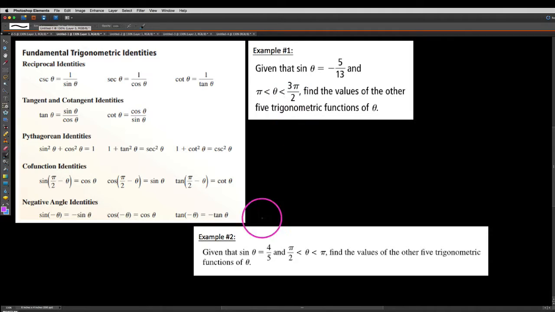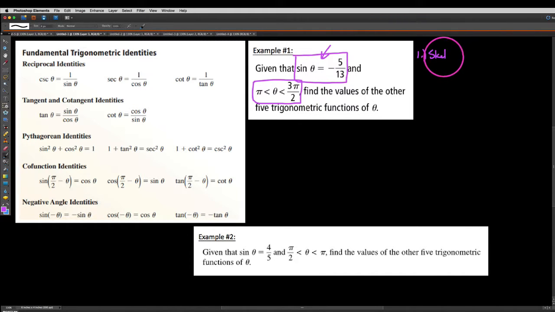I've got a couple of examples I want to work through here, starting with this first one. Essentially, what we're being told is that the sine of some angle is negative 5/13, and also that the angle theta is between pi and 3 pi halves. What we want to do is use the fact that we know sine to go find the other 5 trig functions of theta. So to start with number one, what we're going to do is this.